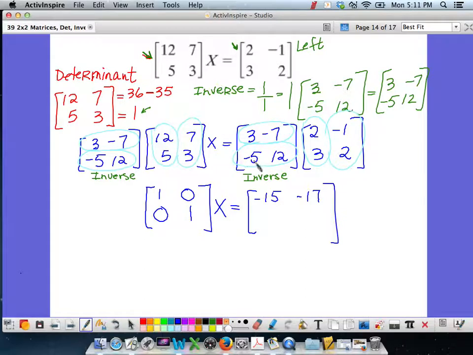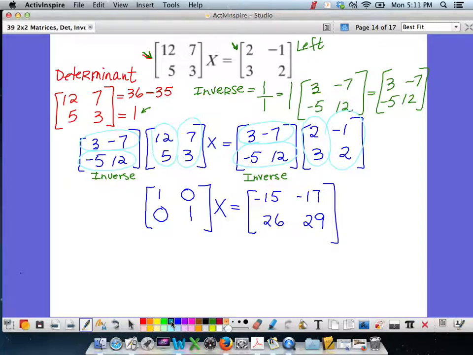Second row: negative 5 times 2 is negative 10, 12 times 3 is 36, negative 10 plus 36 is 26. Second row, last column: negative 5 times negative 1 is 5, 12 times 2 is 24, 5 plus 24 is 29. Now, here's what we have.